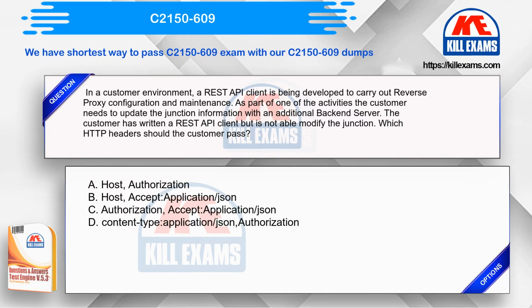Option A. Host, authorization. Option B. Host, accept application/JSON. Option C. Authorization, accept application/JSON. Option D. Content-type application/JSON, authorization.